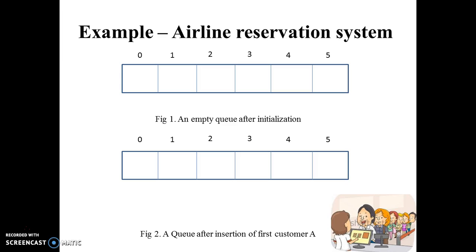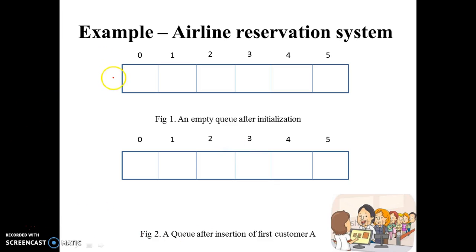We use the term queue in our day-to-day life. For example, we see a queue at airline or railway reservation counter or movie theater tickets counter. Before getting the service, one has to wait in queue. After receiving the service, one leaves the queue. That means service is provided at one end called front and people join another end called rear for getting the service. Here we consider the example of airline reservation system.